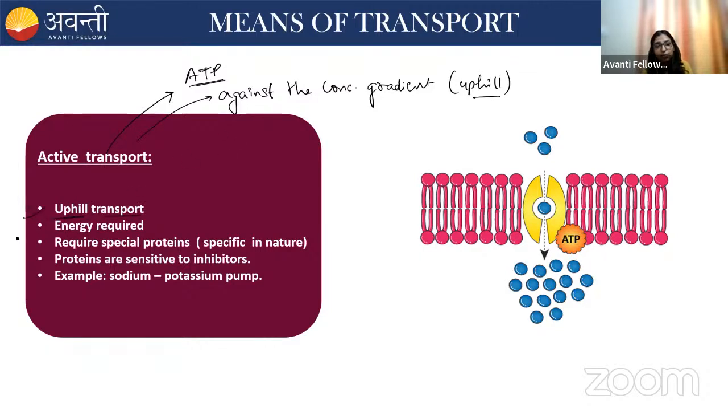It is an active transport. It requires energy. It requires special proteins. Yes, active transport also requires special proteins, and these proteins are specific in nature. An example of active transport is the sodium potassium pump. So active transport also requires specific proteins. And the movement is uphill, against the concentration gradient. Remember this point, beta.